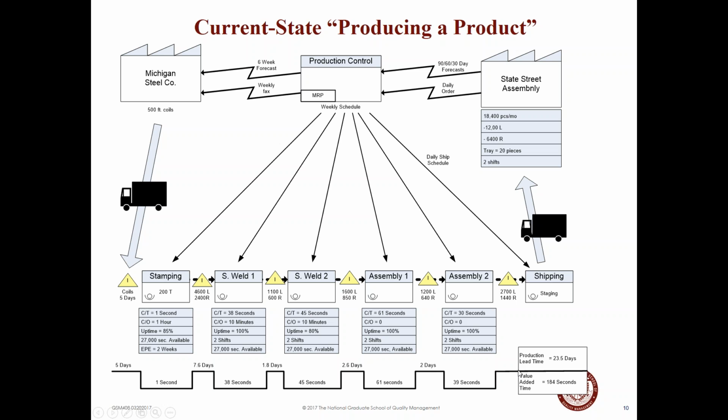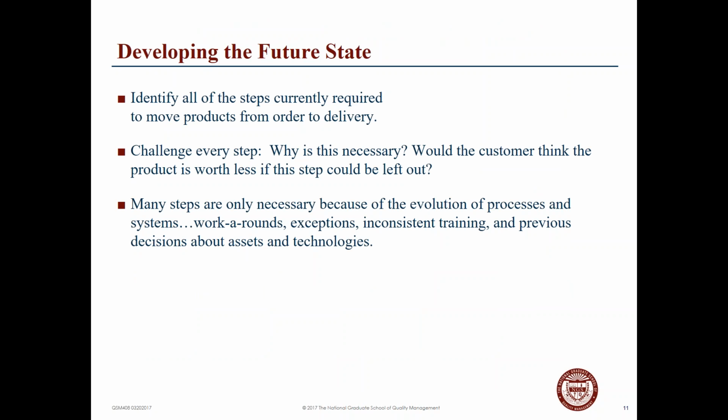Okay? So first, in that sample, we'd want to identify all the steps currently required to move the product from the order to delivery. And that's what that chart was showing, how it was moving through the flow. So that's what a current state would do, and that's what your coursework showed as you were developing that for your homework last week.